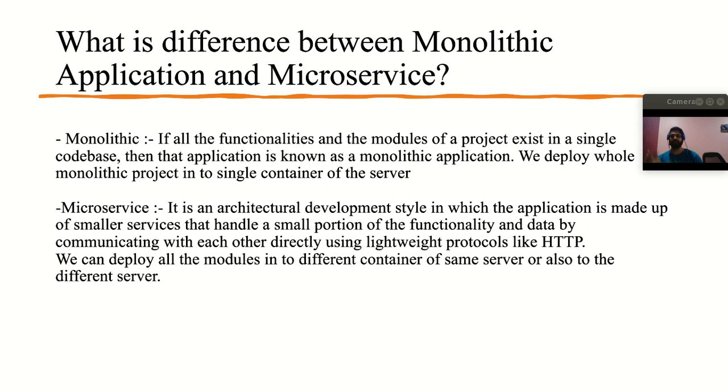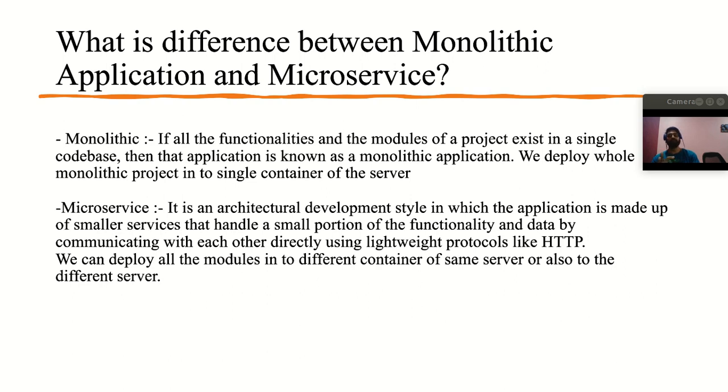So this is the main advantage: you can deploy all those microservice modules to different containers of the same server, and also to a different server. It means that the microservices will do the handshake and interact with each other. All right, so this is the main idea of the microservice. So this is the difference between the monolithic application and the microservice, right?